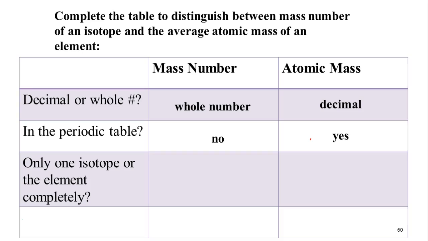Is the mass number only for one isotope, or is it for the element completely? The mass number is only for one isotope. And finally, average atomic mass, is that for the element completely, or is that for one isotope? That is for the element completely because we're talking about all of that known element. It's the weighted average of the whole element.